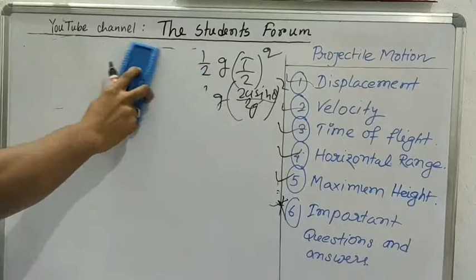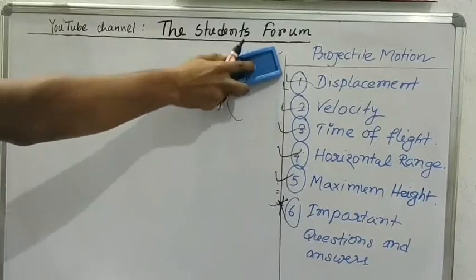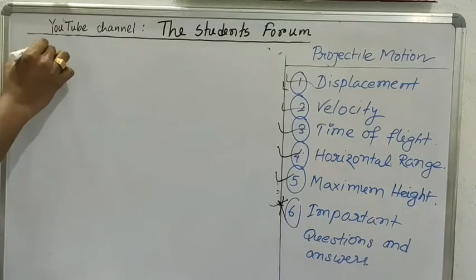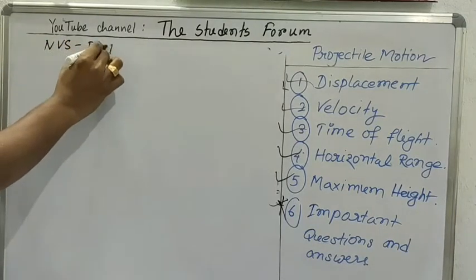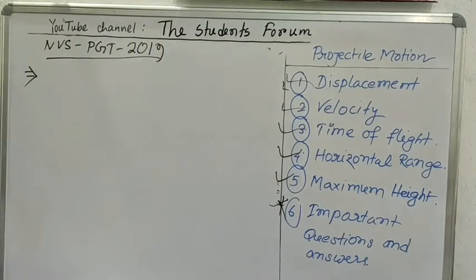Here I am not writing the whole question, I'll just explain the question and try to find out the solutions. So the NVS PGT 2019 question was like this. A ball of mass m is projected from the origin of coordinates with a velocity u, making an angle theta with the horizontal at the point alpha beta on the plane of the trajectory of the particles. The total mechanical energy of the ball will be.